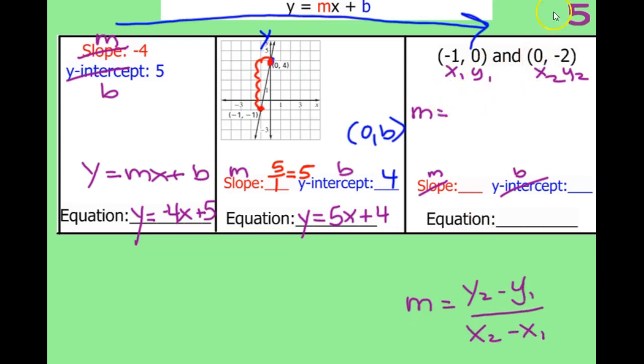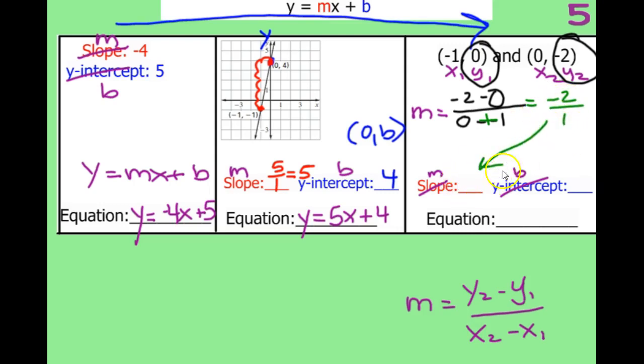So first, y2 is negative 2, minus y1, which is 0, and then x2, which is also 0, minus x1, which is a negative 1. Two negatives there make a positive. Negative 2 minus nothing is still negative 2. 0 plus 1 is 1. So for our slope, we have negative 2 divided by 1, which is really just negative 2 still.